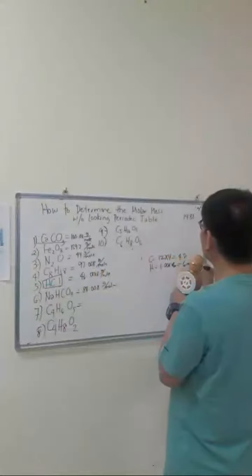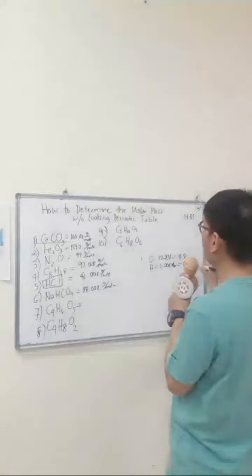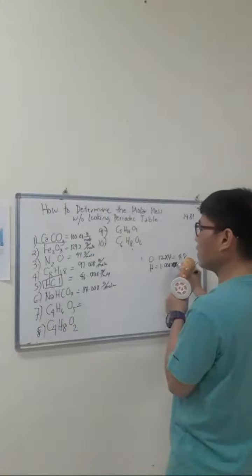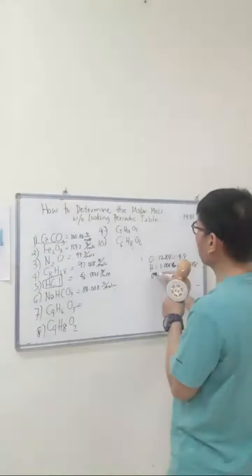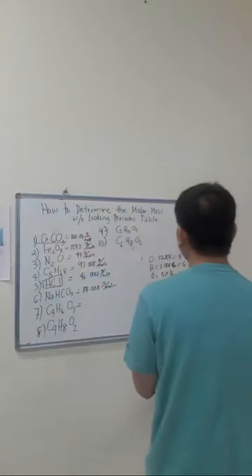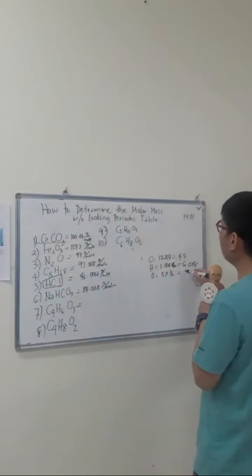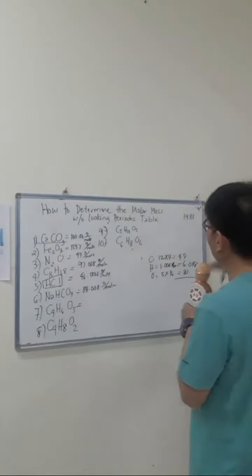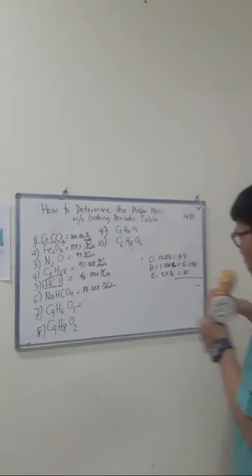Okay, 6.048, right? And then oxygen is 5 times 16 because that's oxygen. So 5 times 16, mga palangga. Oh, I can do that, okay? It's gonna be 80. And then 80 plus 6.048 plus 48, how much?